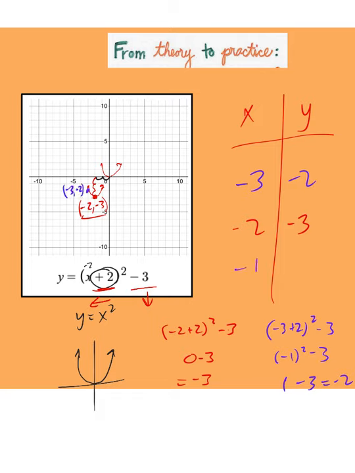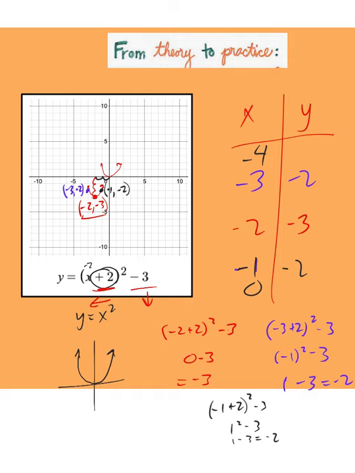And then if I put in negative 1, negative 1 plus 2 squared minus 3, that's 1 squared minus 3, which is the same thing as we just did. So this is also negative 2. So that's the point negative 1, negative 2. Now, from there we could continue checking negative 4 and 0 and so on.